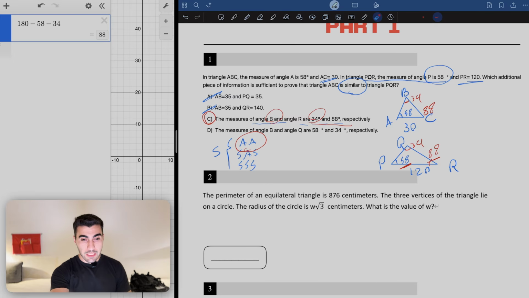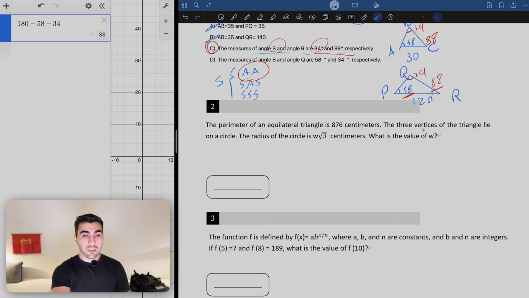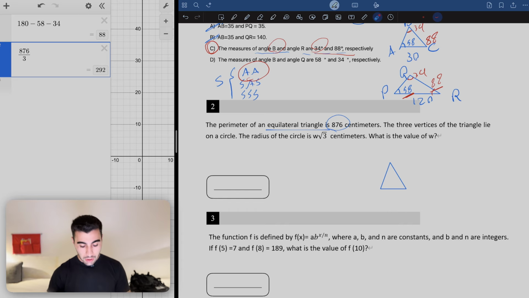In question number 2 it says the perimeter of an equilateral triangle is this. The 3 vertices of the triangle lie on a circle. Okay, so we have an equilateral triangle, right? Let's draw this equilateral triangle. All right, so let's say this is an equilateral triangle and the perimeter is this. So the perimeter of an equilateral triangle is the sum of all the sides. If we divide it by 3, it's going to give us the length of one of the sides, right? So if I do 876 divided by 3, that gives us 292. So that means each side is 292.